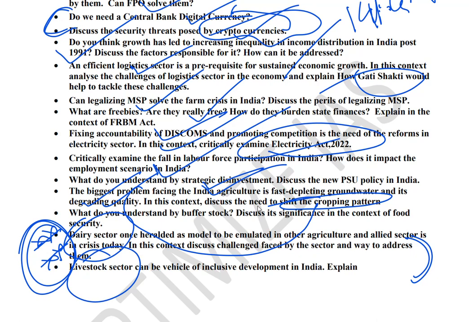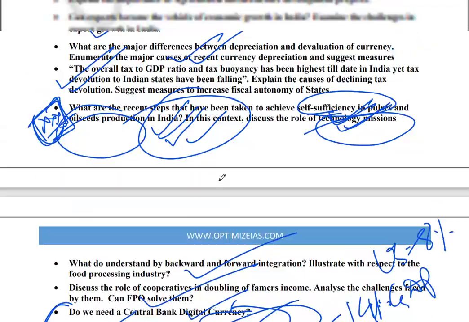Next is the question on livestock linked to the previous question. Livestock can be a vehicle of inclusive development in India. So here you see I have tried to link livestock with inclusive growth. Explain. So these were the issues which you need to prepare.